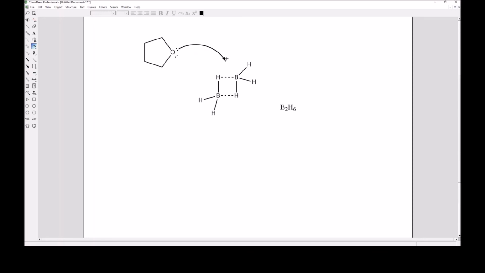to that boron. The THF, which is called tetrahydrofuran, will stick to that boron like this, and that tends to clip it apart. And so then the THF holds the BH3 kind of like a hot potato.